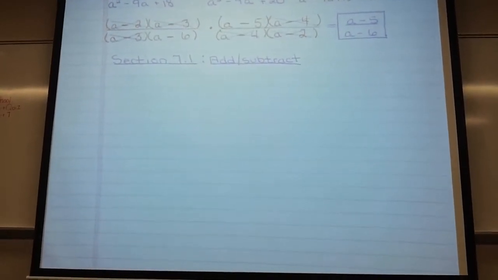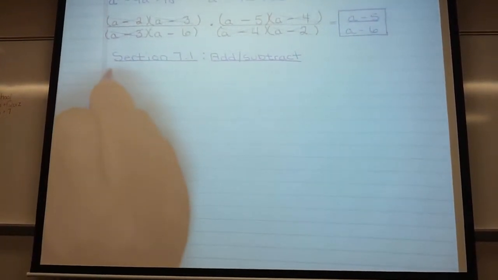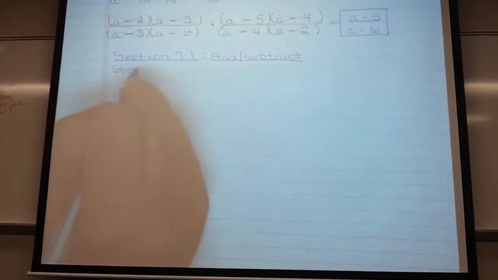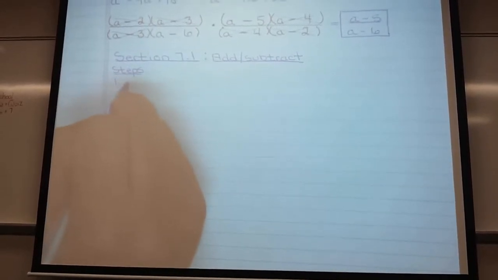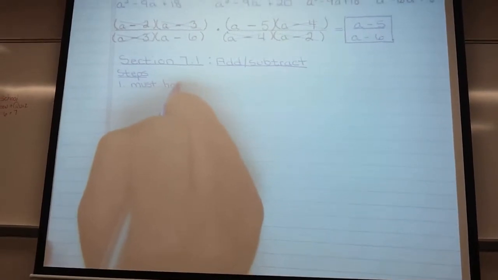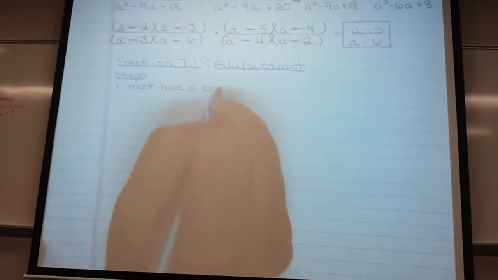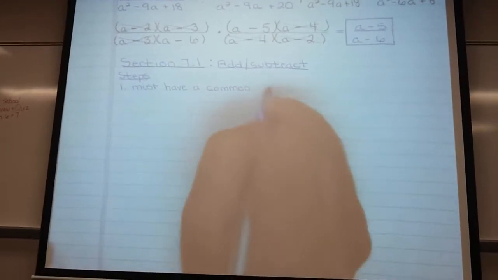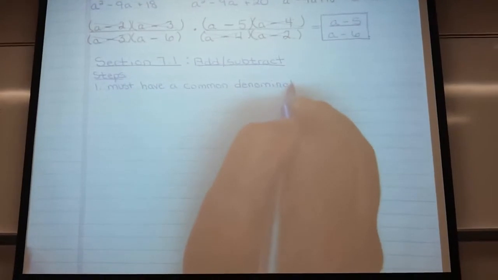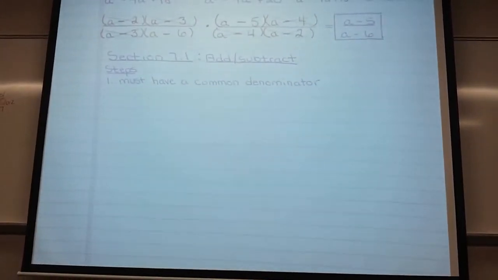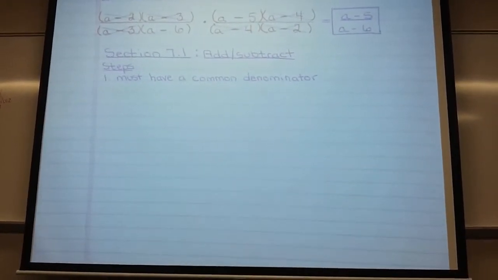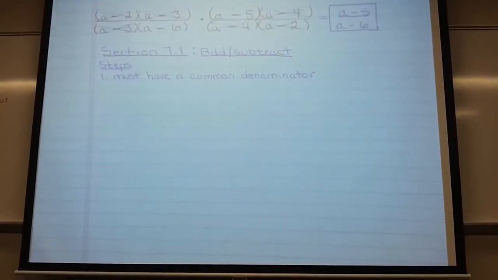Two basic rules you kind of need to know for these. I guess we'll call them steps. Step 1: must have a common denominator, which all of them will. In this class, they will always have a common denominator, but I want you to know when you get to intermediate, they won't have common denominators and you've got to manipulate it. So I just want you to know you have to have that.